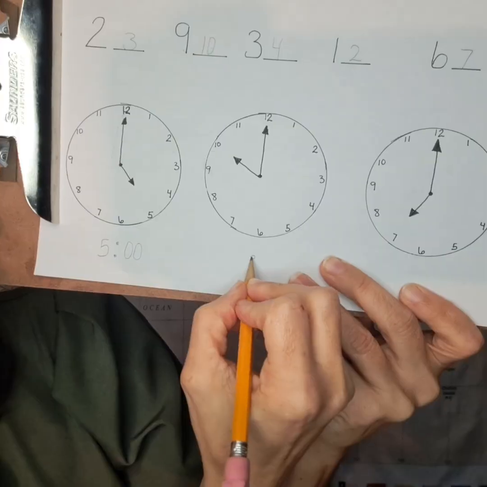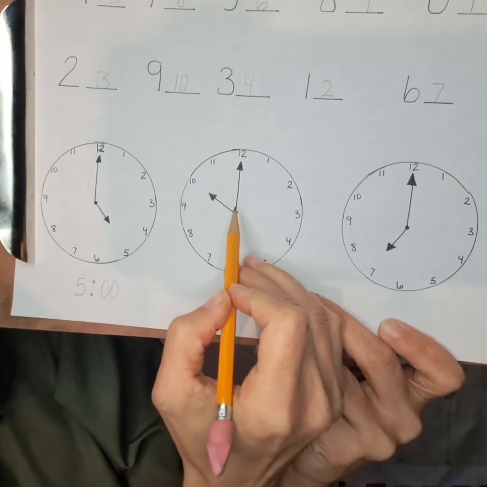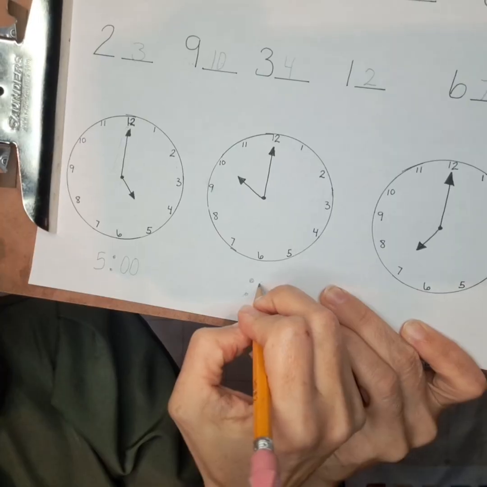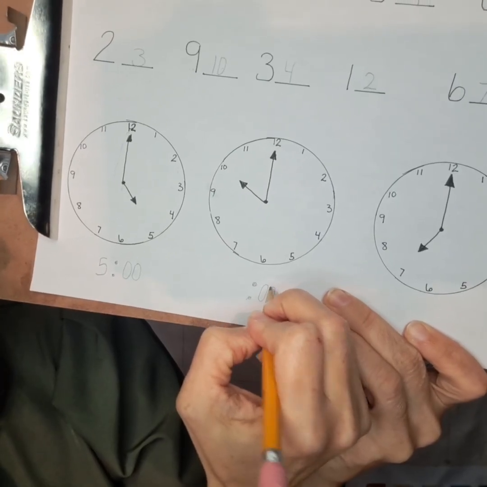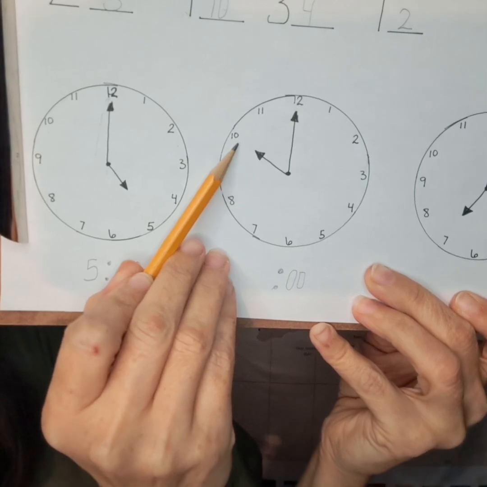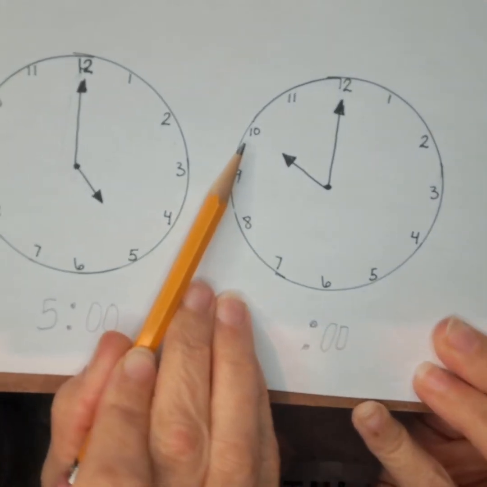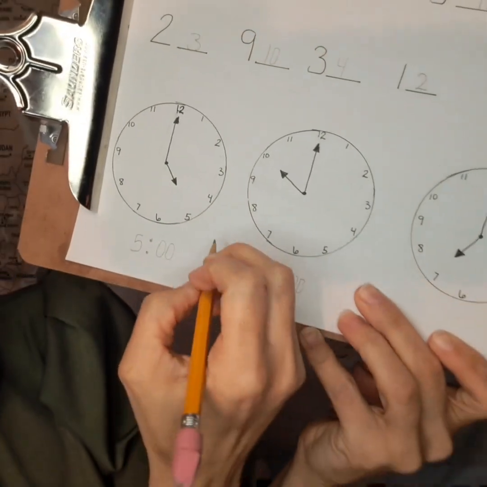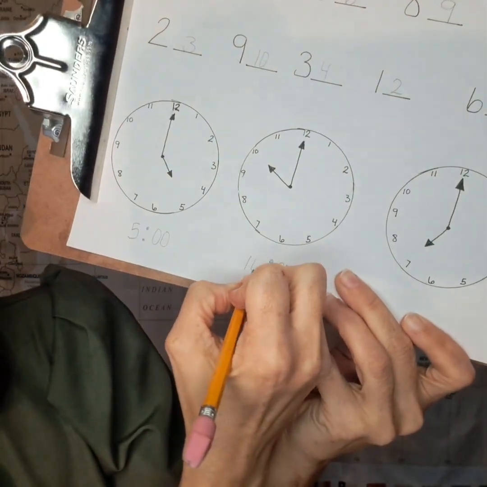I'll make the colon, and the long hand is pointing straight up, so that's o'clock. We put 0, 0 on the minute side. And what is the hour hand pointing to? What is that number? 10. It's pointing to 10, so it is 10 o'clock.